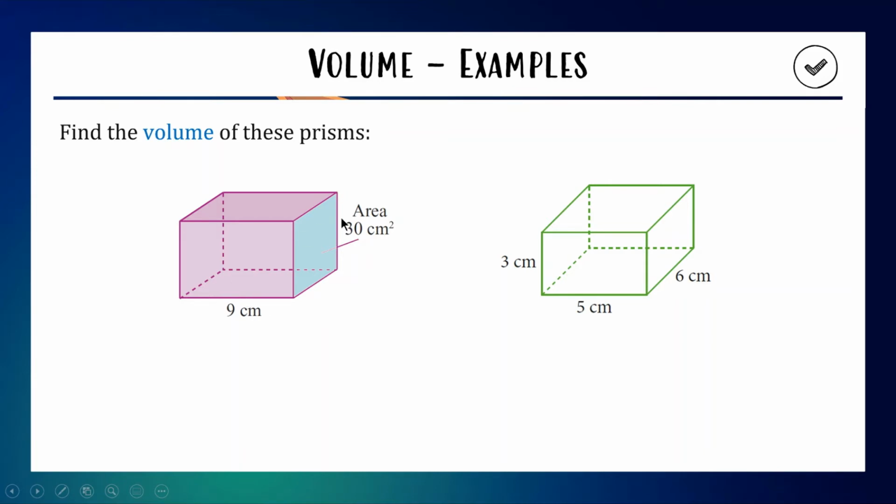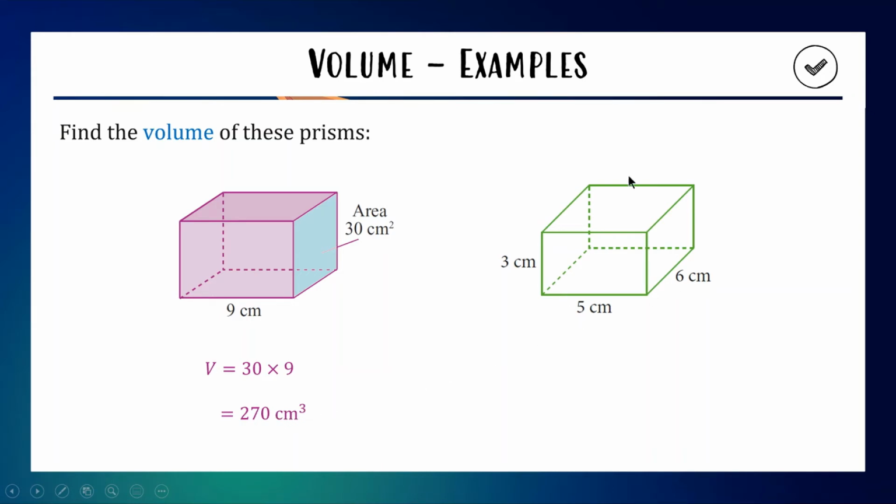It's going to turn our area into a volume. So our volume is going to be 30 multiplied by 9. We know 3 9s are 27, so 30 9s are going to be 270. And because this is a volume, our units are going to be cubic centimeters. So we write centimeters to the power of 3.